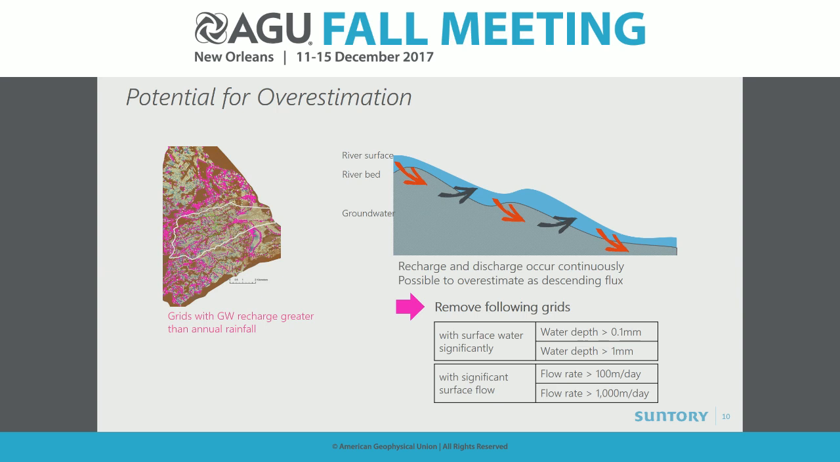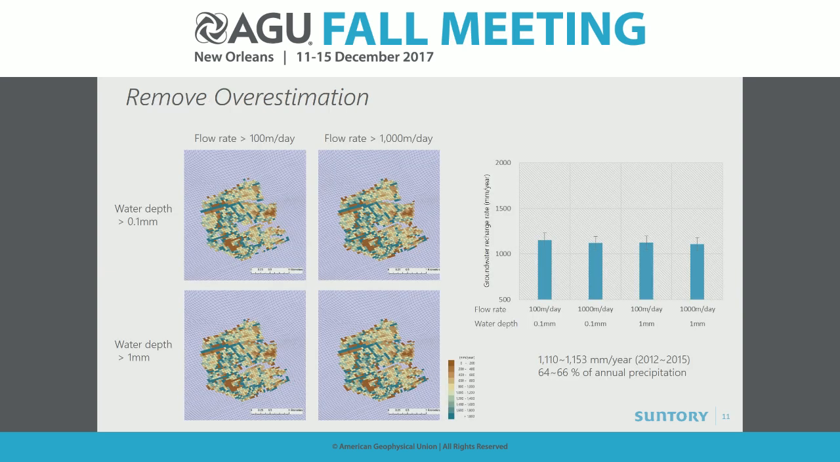So we removed this kind of grid by setting a threshold of water existence and water flows. This is the result after removing the overestimation. In this area, there is not a very big difference between each series, but yeah. As a result, we assessed that around 65% of annual precipitation goes to the local groundwater, that is, goes through the local groundwater level in the modeling.